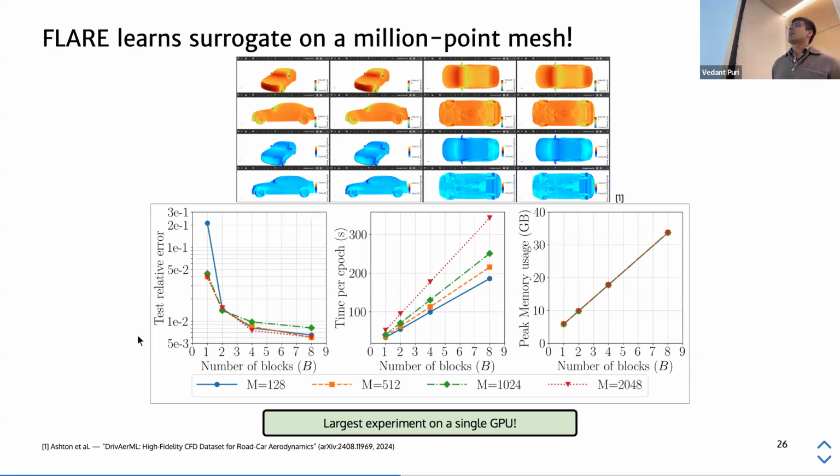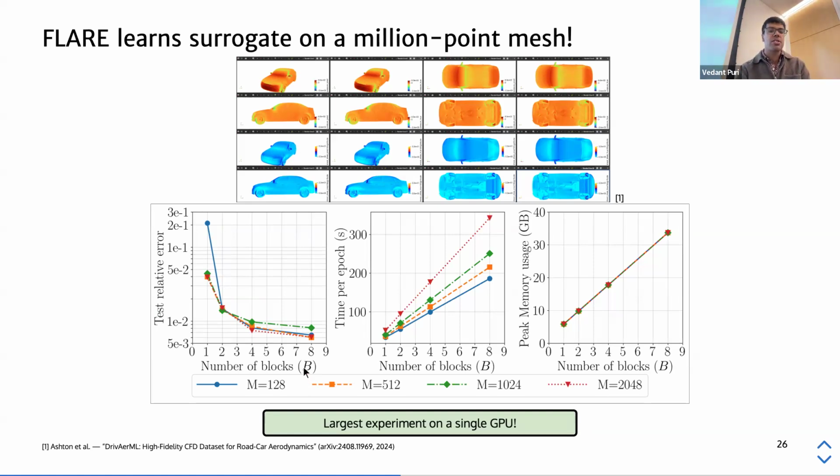So we were talking about how Flare is able to scale effectively on this one problem where you learn a PDE surrogate on meshes with 1 million points. And as you can see from the plot of test relative error versus the number of blocks, as you increase the depth of the model, as you stack more blocks, you see an expected decrease in error.